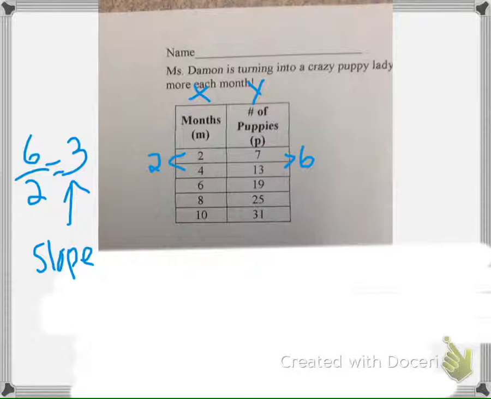I have to work backwards to find when x is 0. So it means I subtract 2 on the x side. And for every 2 that it goes up on the x side, it's going up 6. So I have to work backwards and subtract 6. 7 minus 6 is 1, which means my y-intercept is 1.